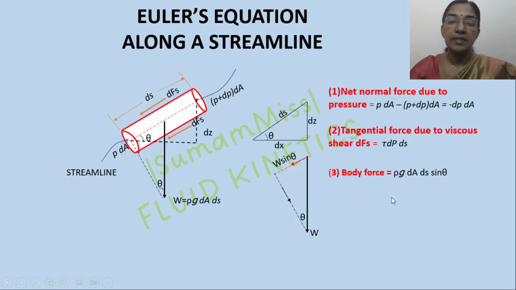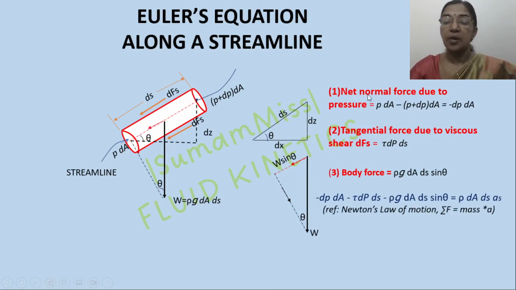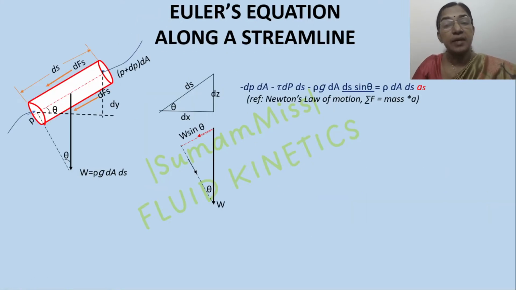Applying Newton's second law of motion and adding all these forces, that is the net pressure force, the tangential force and the body force, we get minus dP into dA minus tau into P ds minus rho g into dA into ds sin theta, equal to rho into dA into ds into as. This term, rho into dA ds, represents mass, and as represents the acceleration component in any spatial direction. The relative motion of the fluid particle is thus not fixed and it varies from time to time.